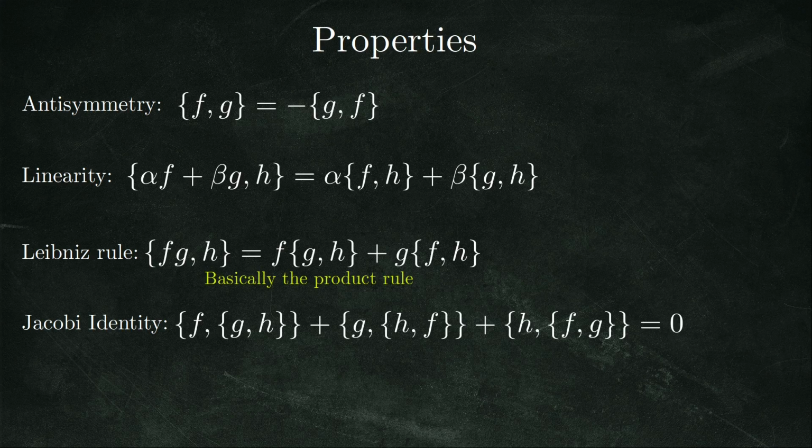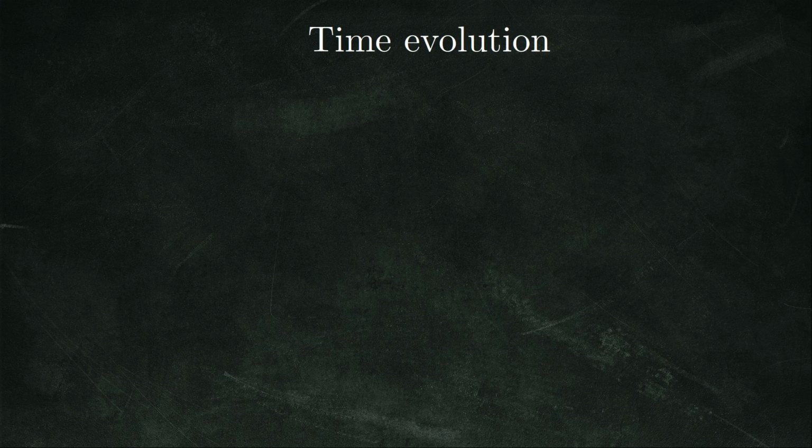And because of the first property, the anti-symmetry, all of these properties also hold for the other argument. So the second argument in the Poisson bracket is linear. The Leibniz rule applies to the second argument, and there's a Jacobi identity for the first argument. So all of these properties hold for both arguments. We can use the Poisson bracket to work out how any quantity evolves in time.